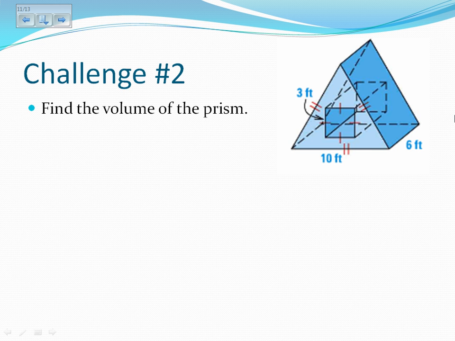Find the volume of the prism. Which one? This shape is basically a triangle, and then there's been a square cut out of it. See the square cut out of it? So you've got a triangular prism, and the square prism has been cut out of it.